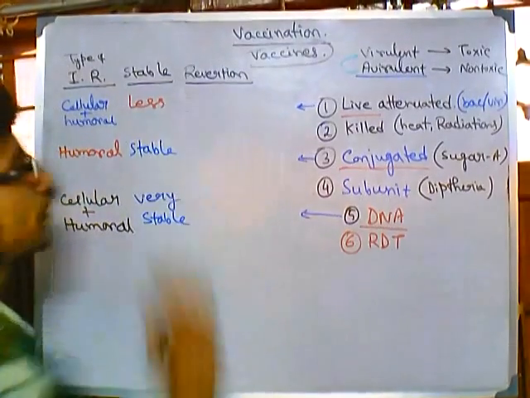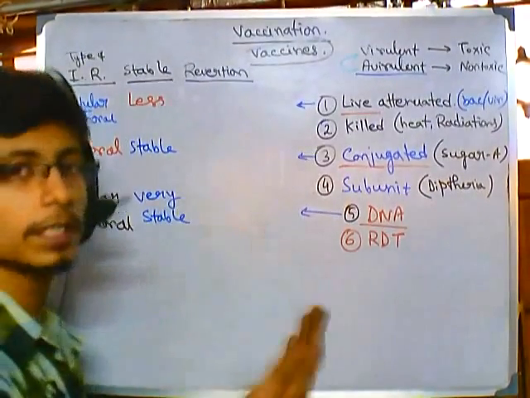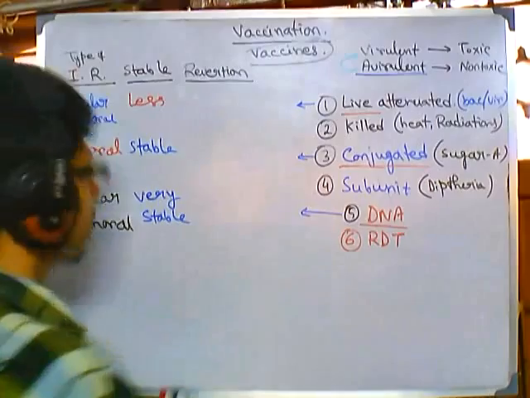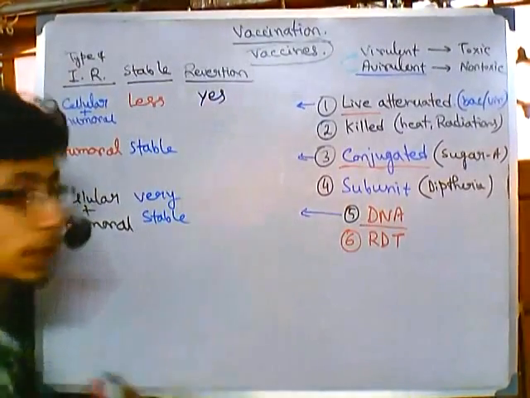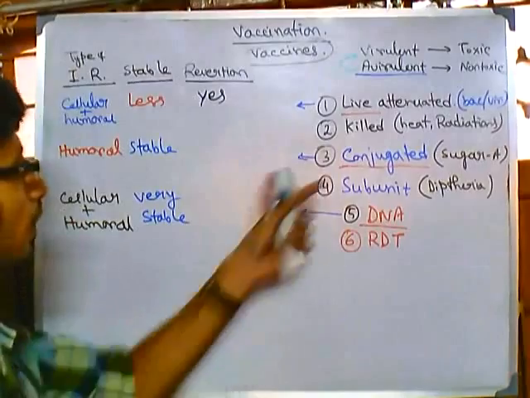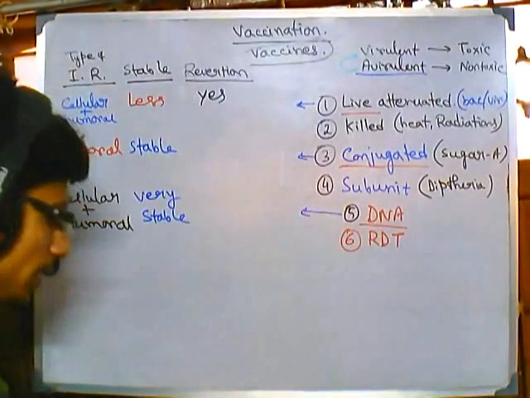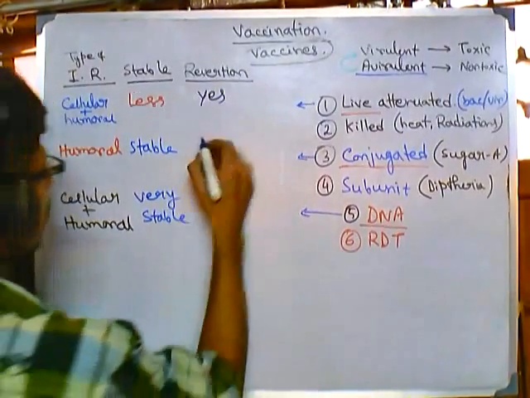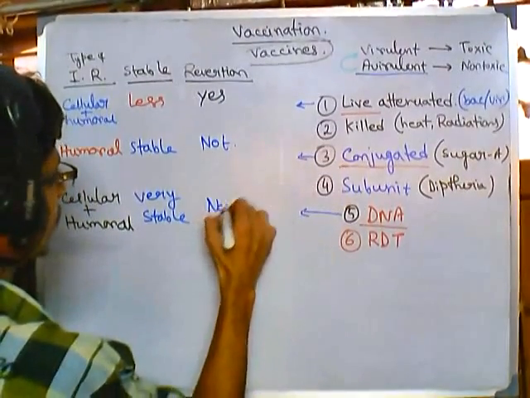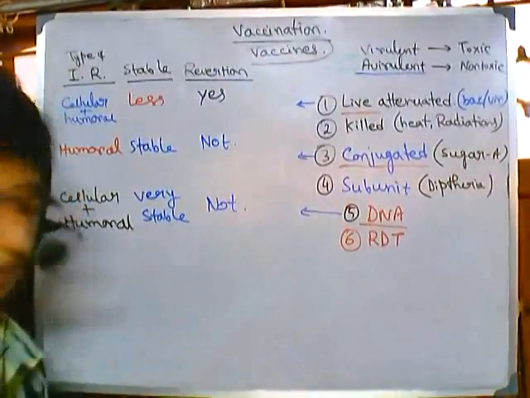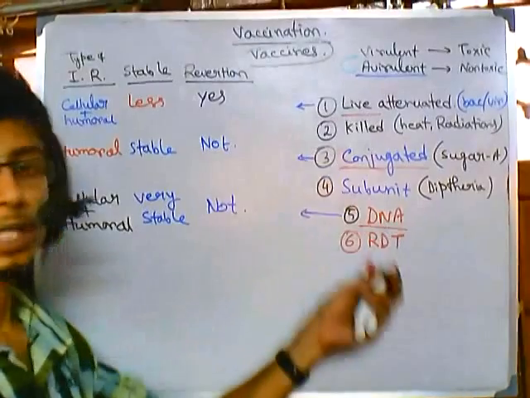Now let us look at reversion, whether it is going to revert or not. The live attenuated form can revert, so we can put a yes, reversion is possible. In case of the conjugated type, reversal is not possible. In case of DNA, it is also not possible. So these are the properties of these different types of vaccination.